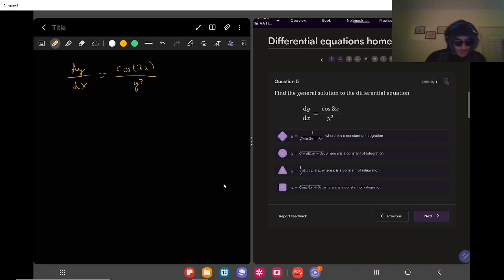It's not a boring one because this is just y squared dy equals cos 3x dx. I also have to be careful here. Integrate both sides. You add 1 to the power and divide. Plus c. What's the integral of cos 3x? It's going to be a third sine 3x. That's it.